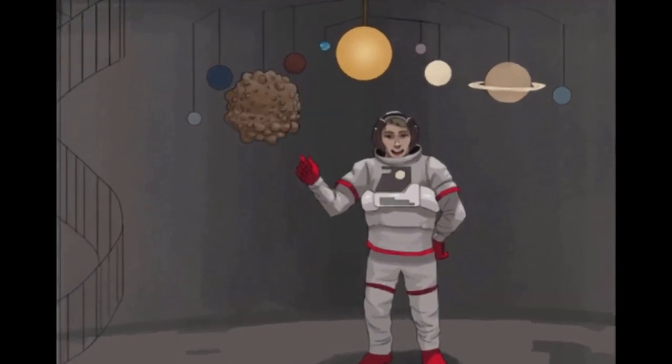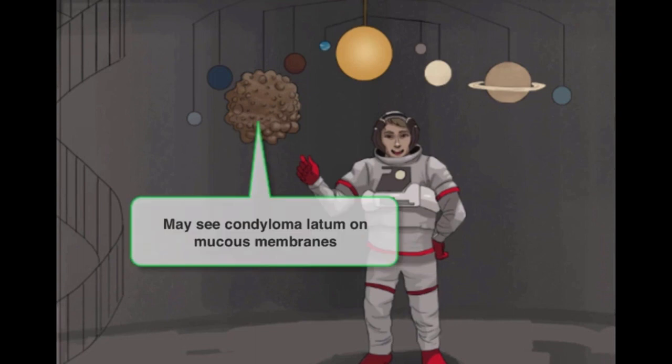Now, our astronaut's pointing to a rather unusual looking planet that has a bumpy exterior. This is to represent Condyloma lata. It has a lata bumps. But don't get confused with Condyloma acuminata, which happens with HPV and is more wart-like, whereas Condyloma lata tends to be more flat-topped. So just remember this planet with a lot of bumps, and you'll think of Condyloma lata.